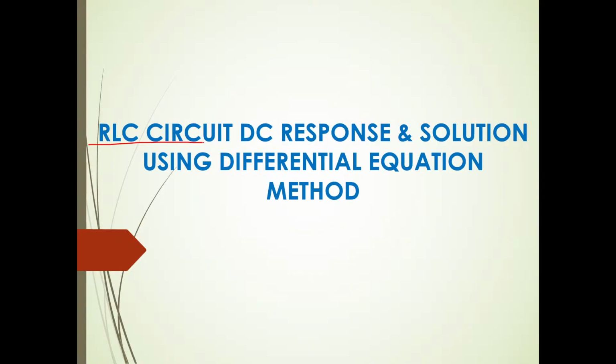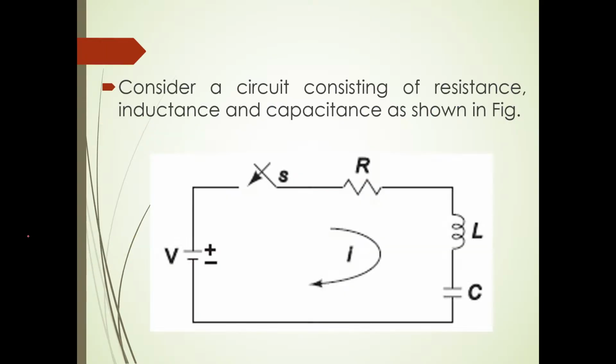So here we are going to take a RLC circuit. Our source is DC source, and we are going to see the response and solution using differential equation method. For that, let us consider a circuit here. You can see there is a switch S, voltage source, and a resistor, inductor, and capacitor. This is RLC circuit. Initially the inductor and capacitor are not charged. Before the supply is given, they are uncharged.